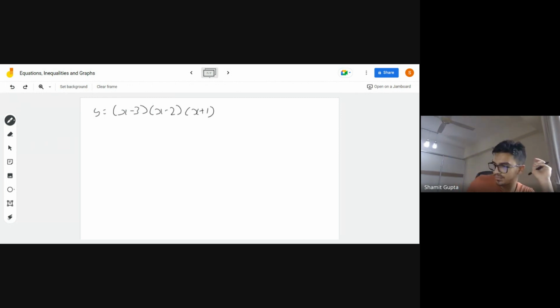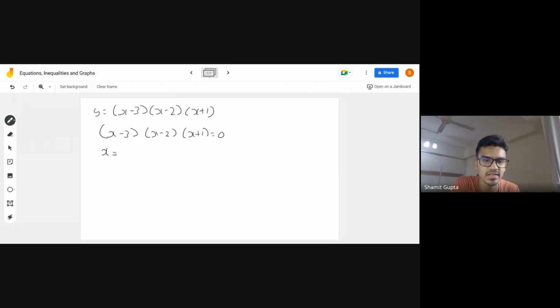So you don't need to know the coordinates of the turning point. Only the x-intercept and y-intercept. So what's the x-intercept? When y is equal to 0, right? So it will be (x minus 3)(x minus 2)(x plus 1) equals 0. So you can do it case by case. It will be x equals 3, x equals 2, and x equals negative 1. The reason is that when any of them is 0, the whole thing becomes 0. So if x equals 3, this thing is 0. Doesn't matter if this is 3 minus 2, positive 1, or 3 plus 1, 4. This is 0, so the whole thing is 0. So x equals 3, 2, and negative 1 are your x-intercepts.